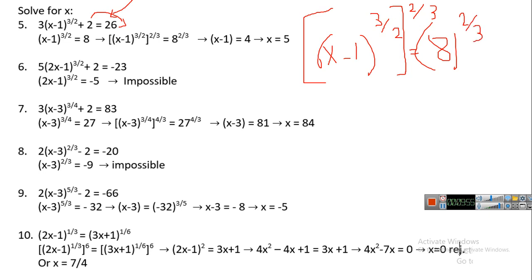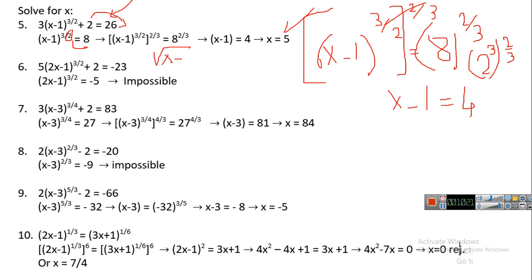So 6 over 6 cancels out, so x minus 1. 8 is 2 cubed. 2 cubed power 2 over 3. So 6 over 3, so 2 squared, which is 4, so x is 5. And it's possible. Why is it possible? Because here the power is even and the answer is positive. And if you want, you can do it on the scratch.